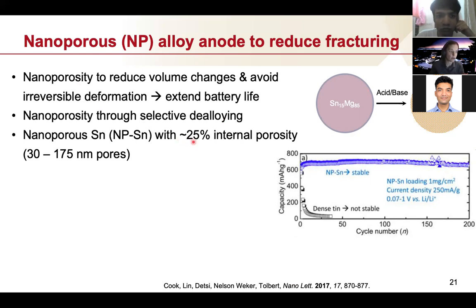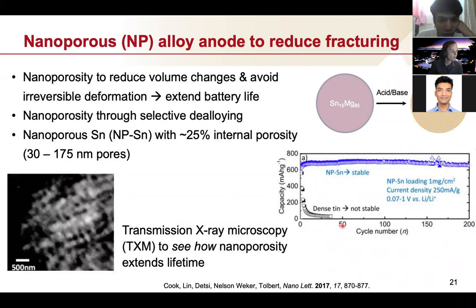And that gave them nanoporosity of about 25% internal porosity with pores that are on the resolution of what we can see with the TXM. So then they came to us and said, hey, we want to look at these. And you can see, if you look at the nanoporous tin, it's very stable cycling over the 200 cycles compared to dense tin, which really just didn't cycle at all. So this is what the nanoporous tin looks like in the transmission X-ray microscope. You can see, especially on the edge of the particles, there's very easy to see single pores. And we wanted to see how these pores change while cycling.